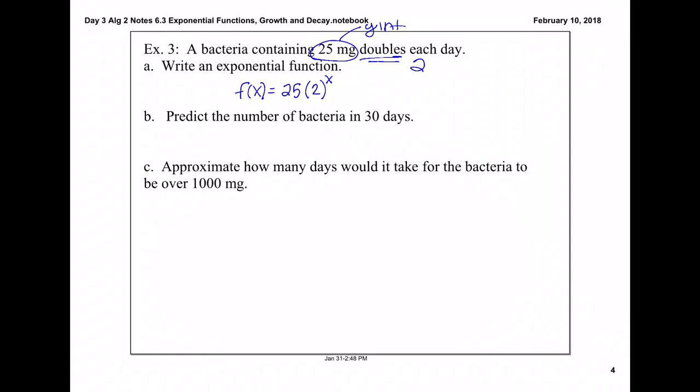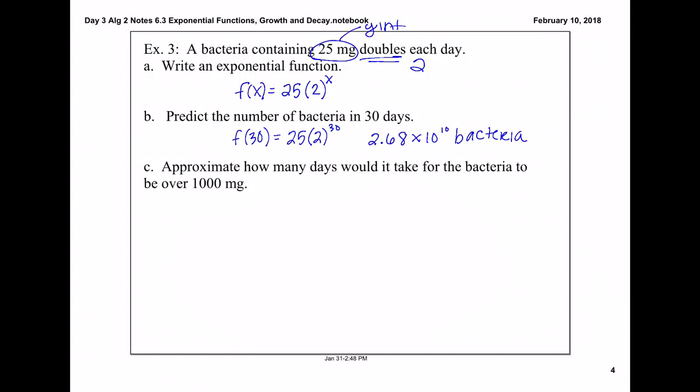So to predict the number of bacteria in 30 days, we can replace our x with 30. So we have f of 30 is equal to 25 times 2 to the 30th power. And when we type this into our calculators, we get approximately 2.68 times 10 to the 10th power of bacteria. So we have an extremely large amount of bacteria.